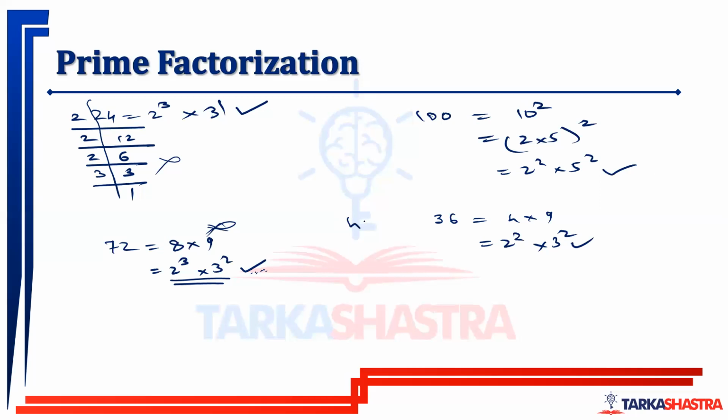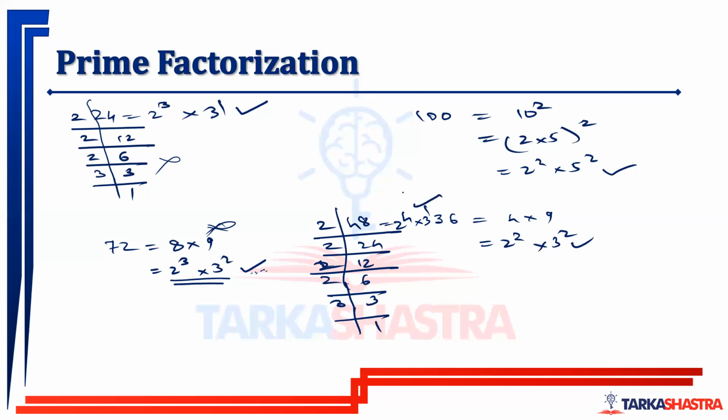Okay. If they ask you to find the prime factorization of 48, you can do something like this: divide by 2, 24 divided by 2, 12 divided by 2, 6 again divided by 2, 3 divided by 3, 1. So 48 is 2 to the power 4 into 3 to the power 1. Okay, and this is your prime factorization. We are interested in this, as I told you.